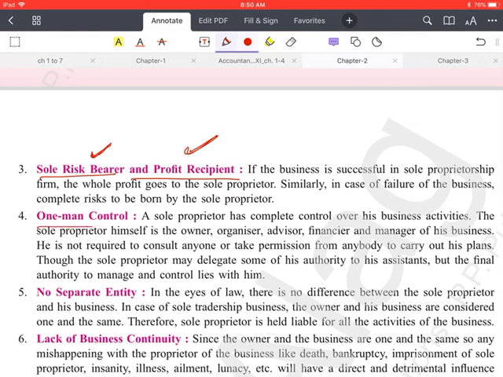Okay. Next is one man control. One man control means he is the one person, he has to manage the business, he has to control the business, he is to do all the things for his business. So means he has to control the business. The sole proprietor has complete control over his business activities. The sole proprietor himself is the owner, organizer, advisor, financier and manager of his business.